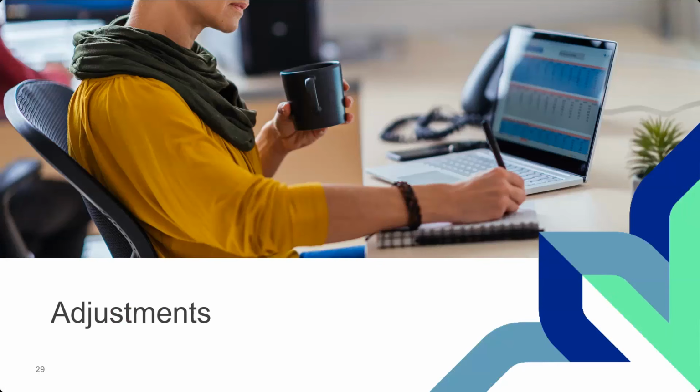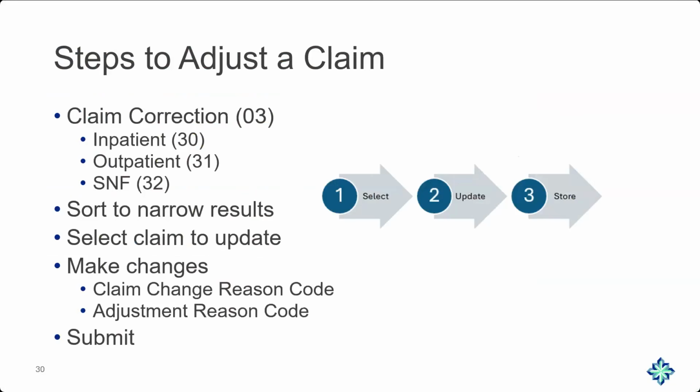Now, at times, you might need to adjust a claim after it's fully processed to make changes. So we're talking about finalized claims. And the steps to adjust a claim can be made in a very similar fashion. Adjustments can be made to paid or rejected claims, but not in all instances. Medicare has exceptions, and so we want to talk about some of those.